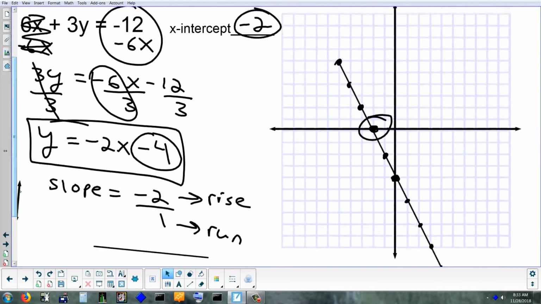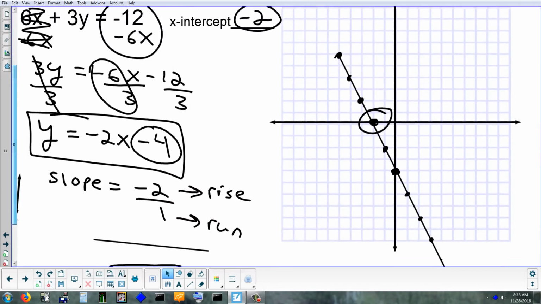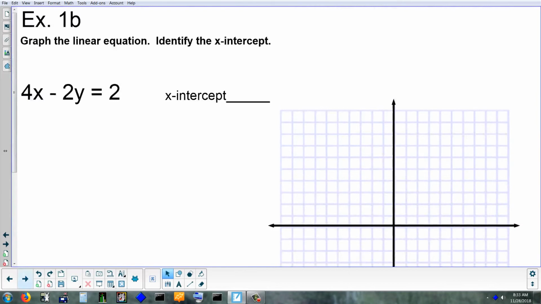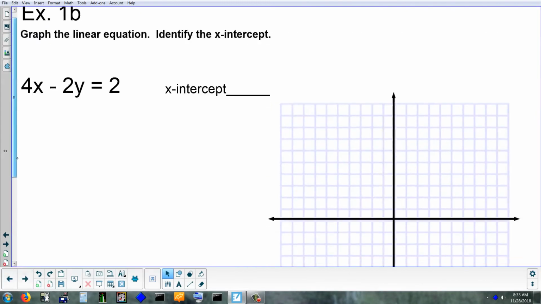Okay. Any questions on that one? There's kind of a lot of steps there. Okay, getting all that stuff. All right, let's try this one.